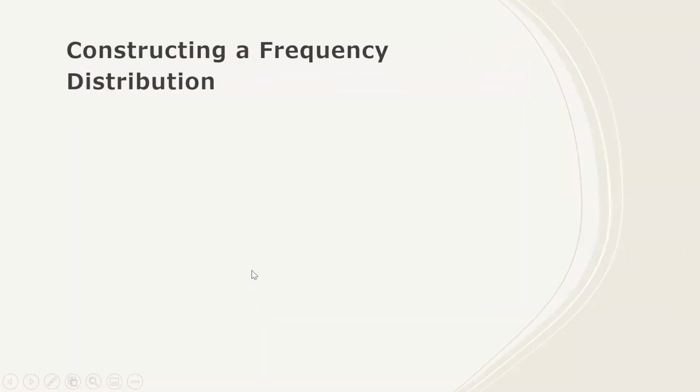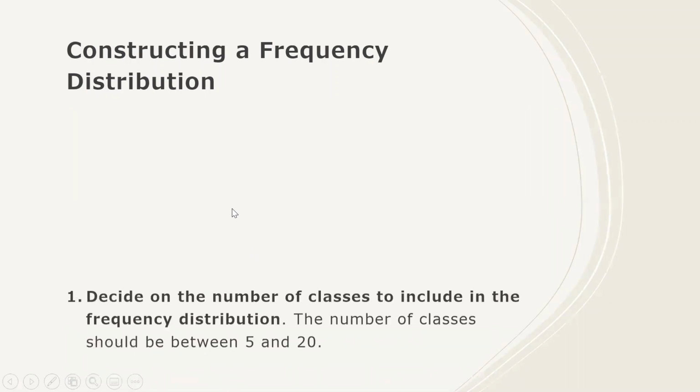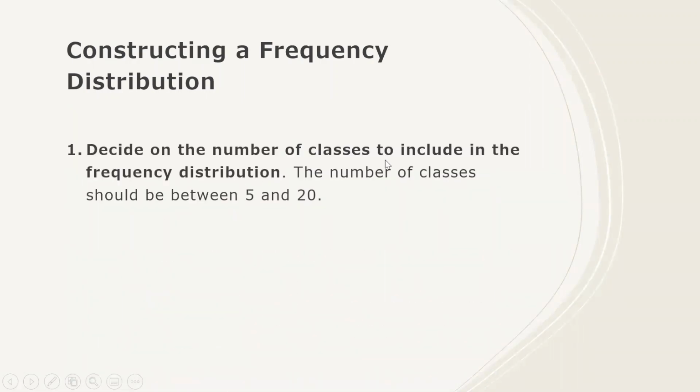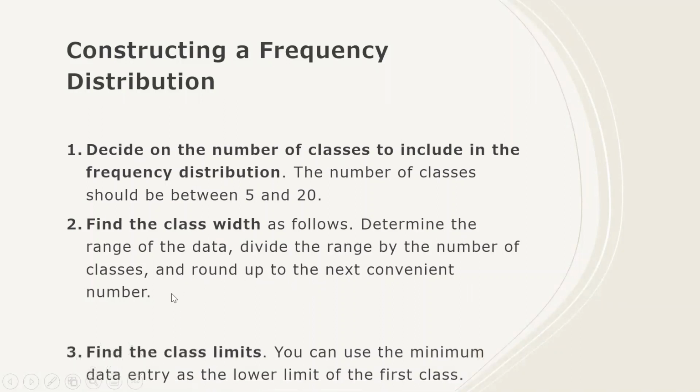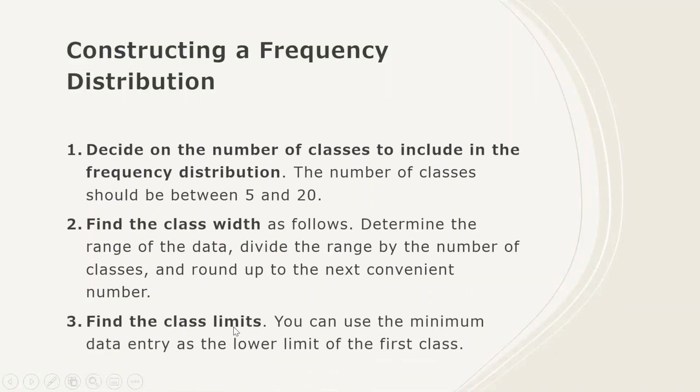Now let's construct the frequency distribution table. So let's follow the following steps. First, decide the number of classes to include in the frequency distribution. The number of classes should be between 5 and 20. Second step, find the class width. Determine the range of the data divided by the number of classes and round up to the next convenient number. Third step, find the class limits.